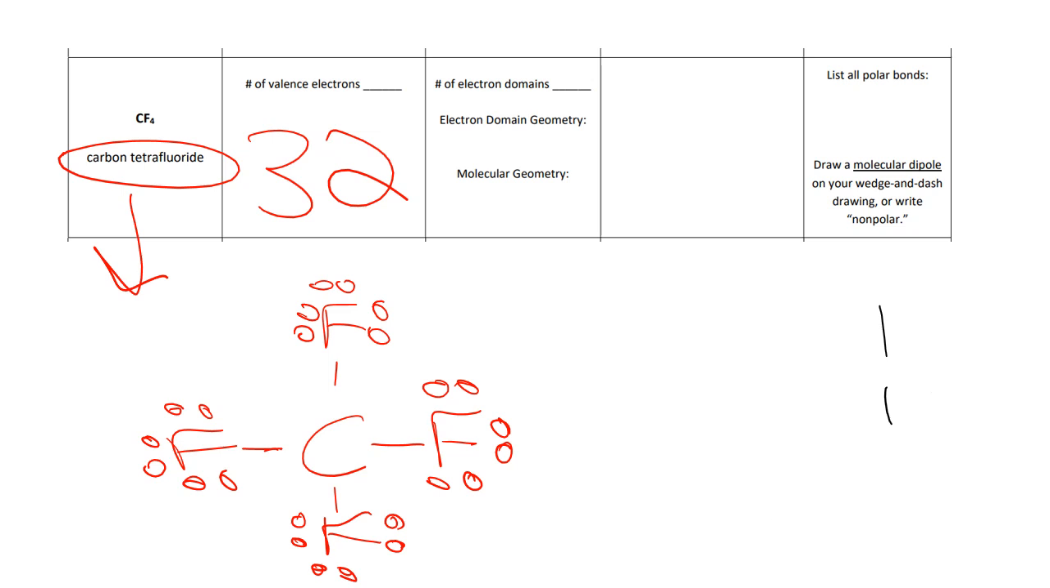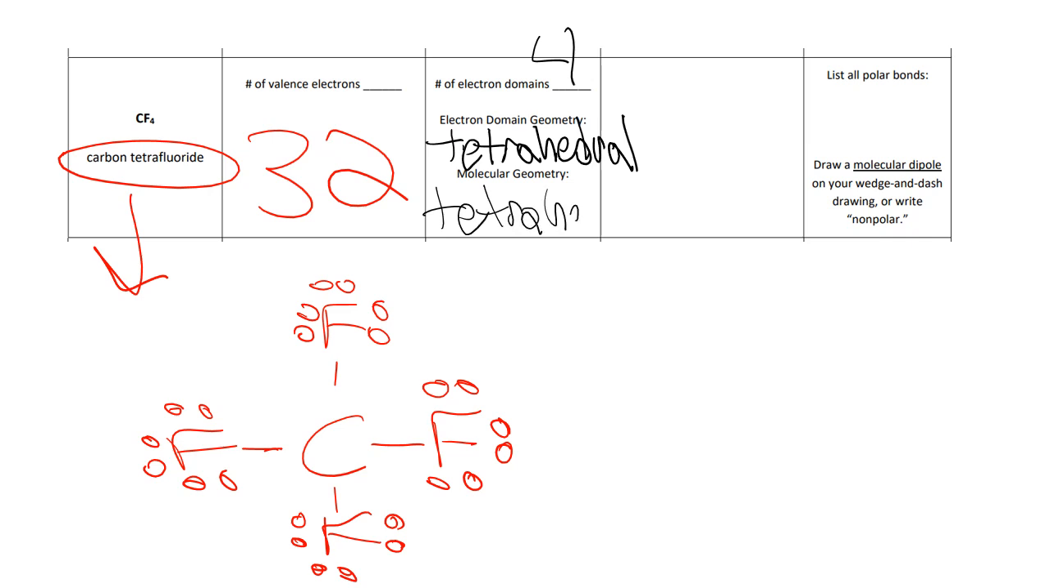So CF4 has four domains. Now, the electron geometry, you have to go back to that sheet that I showed you that you're going to get. We have four domains. Electron geometry is tetrahedral. And you're going to see why in class this week and in lab this week. The molecular geometry, you'll notice that when there are no lone pairs, it is the same thing. And again, we're going to see in class this week and in lab this week.